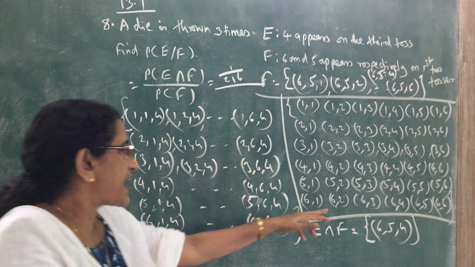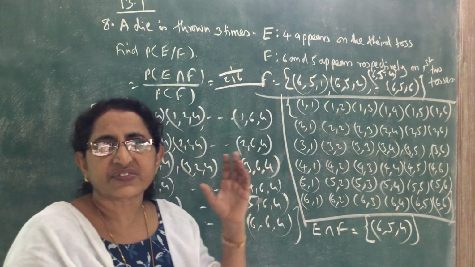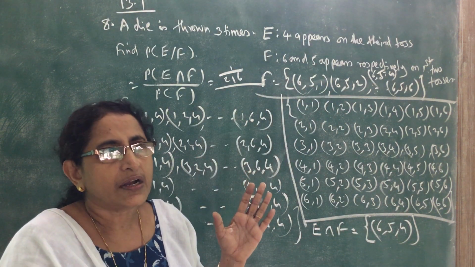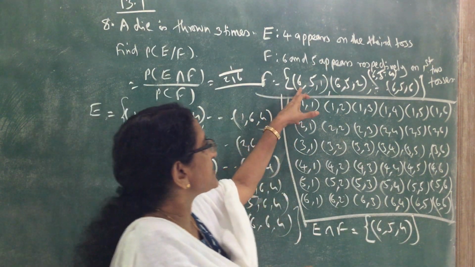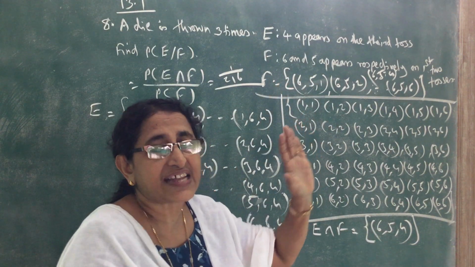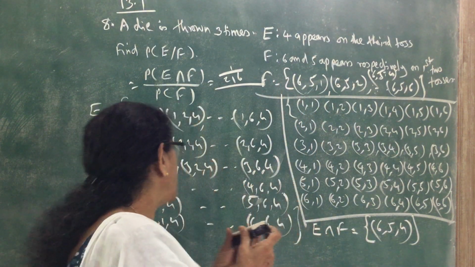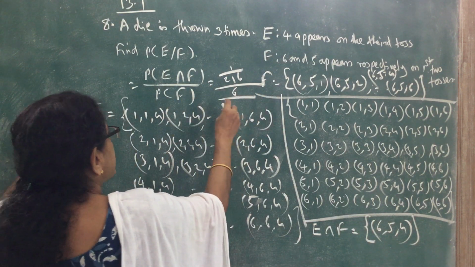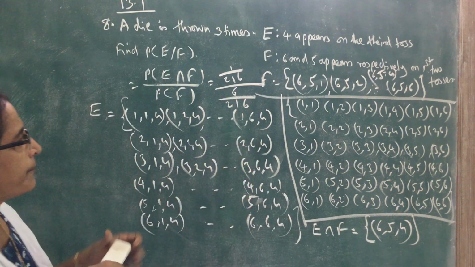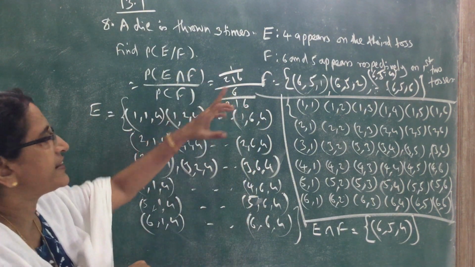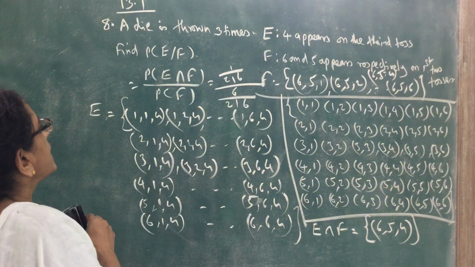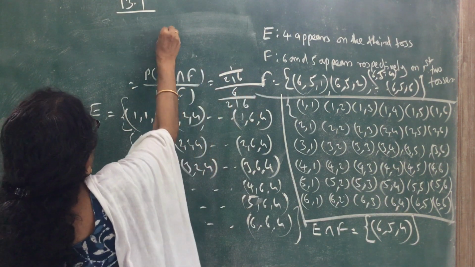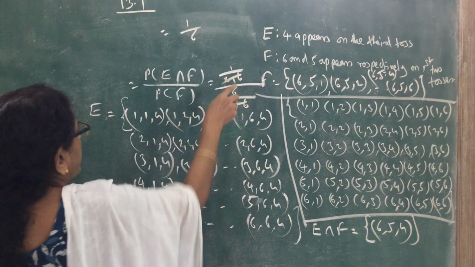There are 6 elements, starting with 6, 5: 6, 5, 1; 6, 5, 2; 6, 5, 3; like that, 6, 5, 6. You can write all the 6 elements. So the number of F is 6, divided by the total number of elements in the sample space, 216. So 1 by 216 divided by 6 by 216 equals 1 by 6. Therefore the answer is 1 by 6; 216 will be cancelled.